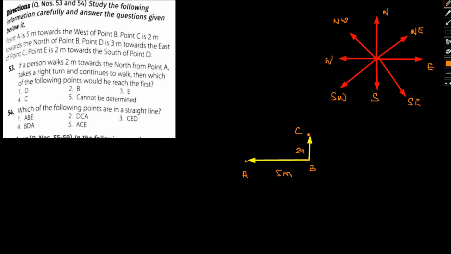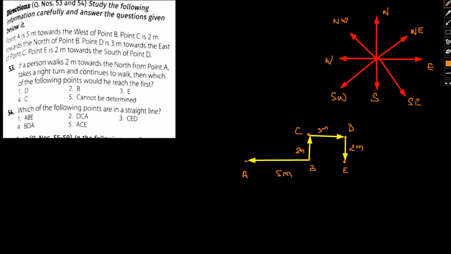Point D is 3 meters towards the east of point C. 3 meters. So this is 3 meters. Point D. And finally, point E is 2 meters towards the south of point D. 2 meters. This is point E. Again, 2 meters. Okay. So this is the diagram.